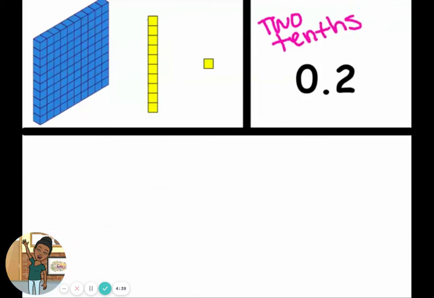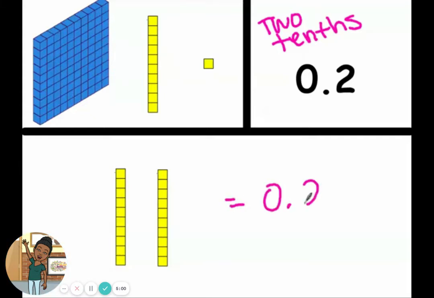Then we think, how do we make this number using base 10 blocks? Remember, we don't use any hundredths blocks because there are no whole numbers, where we have a 0. We've got 2 in the tenths place value, so we're going to use 2 base 10 blocks to represent 2 tenths. 2 base 10 blocks equals 2 tenths.